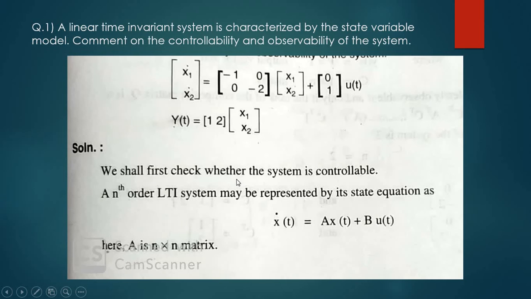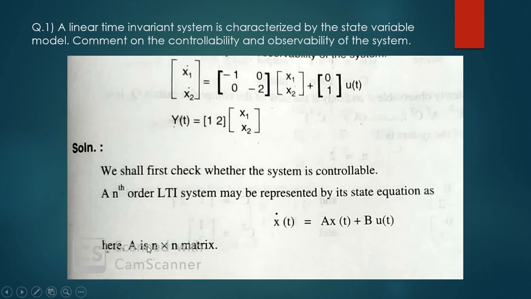Let's try to find out the controllability. So how to find out the controllability? The very first step is we shall check the order of the linear time invariant system. Now how to find out the order? We know that x dot of t is equal to A x of t plus B u of t. So we can compare this equation with the given equation. If you compare, your A will be [-1 0; 0 -2], and your B will be [0; 1].